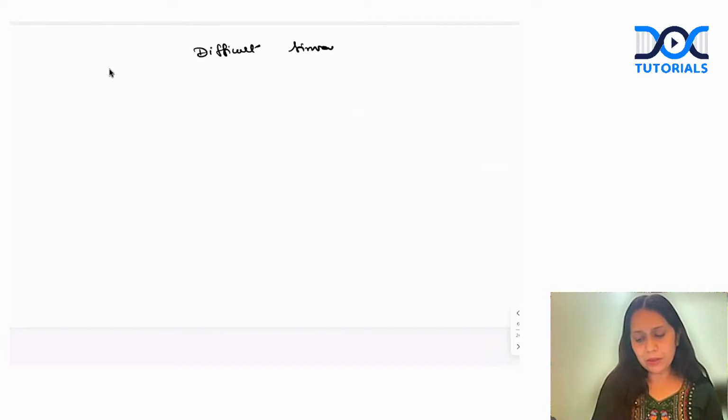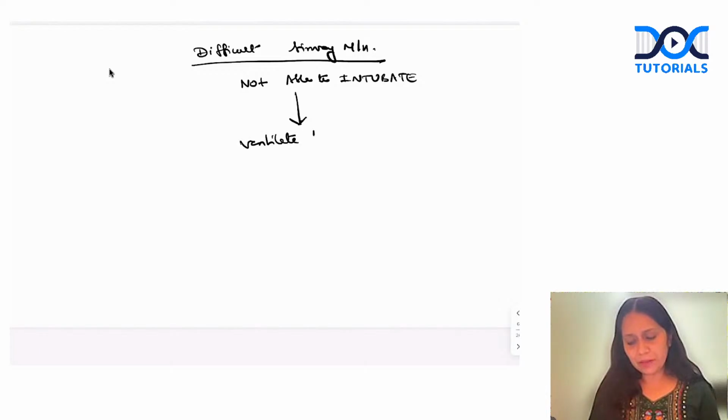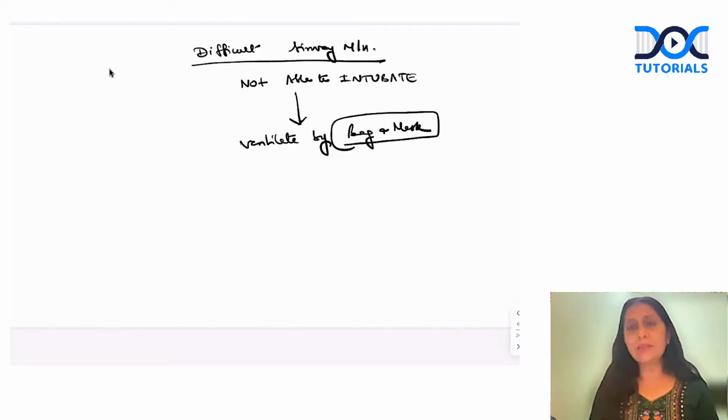In difficult airway management, whenever we are not able to intubate, this is what is a difficult airway. Whenever this happens, we try to ventilate by bag and mask. When we ventilate by bag and mask, we can do the oxygenation. If we are able to ventilate, then we go for step 2.